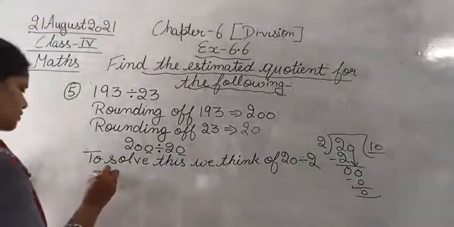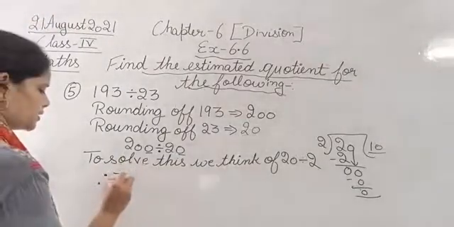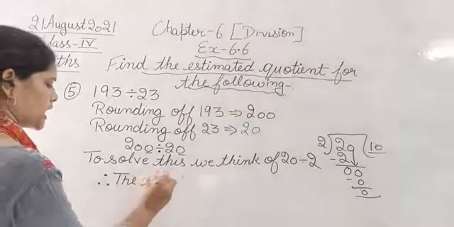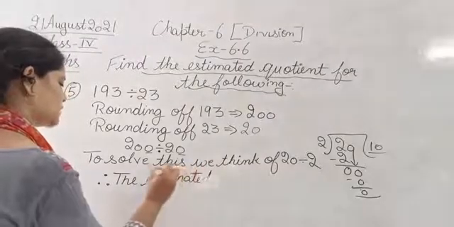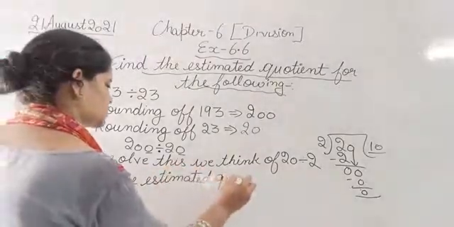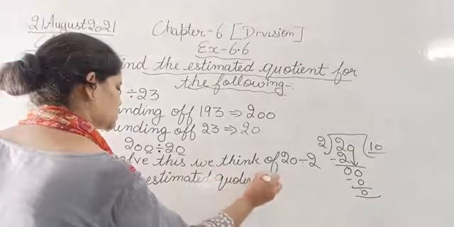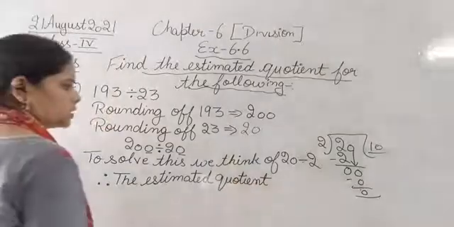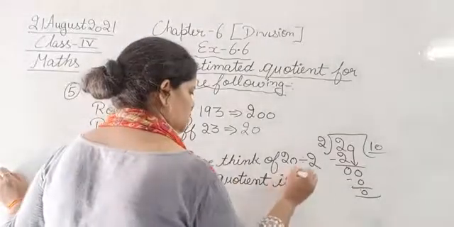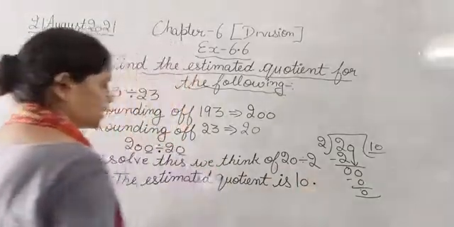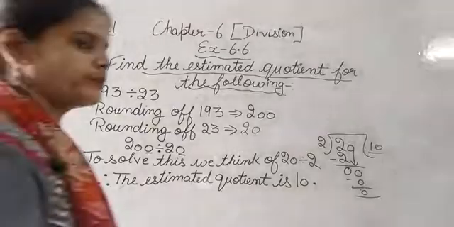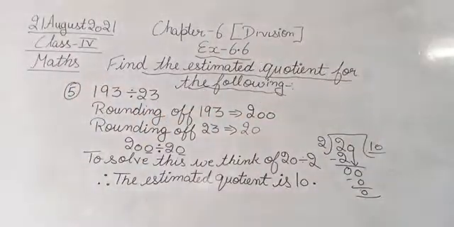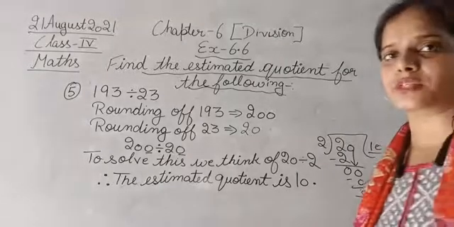Therefore, the estimated quotient is 10. So this is the solution of question number 5. You can pause your video here and note it down in your notebook.